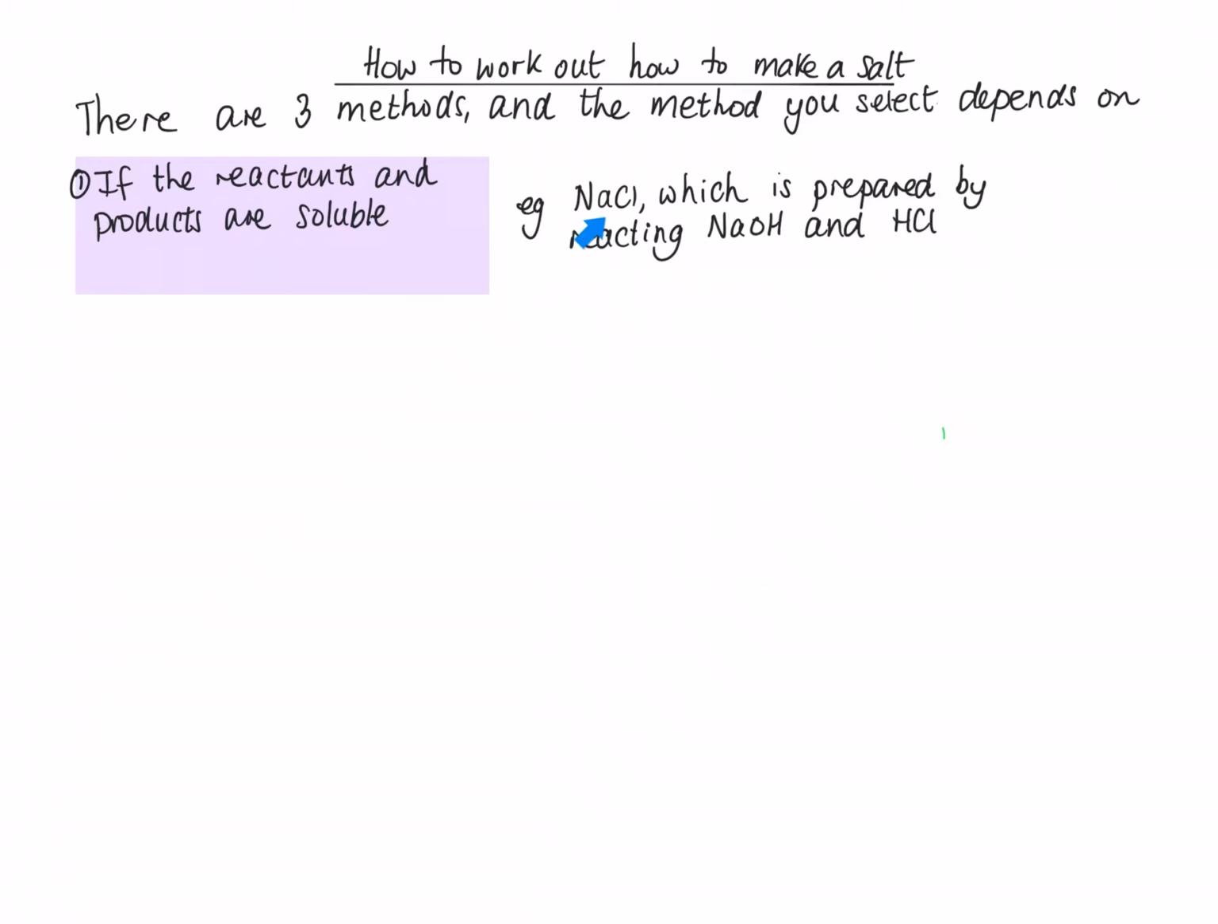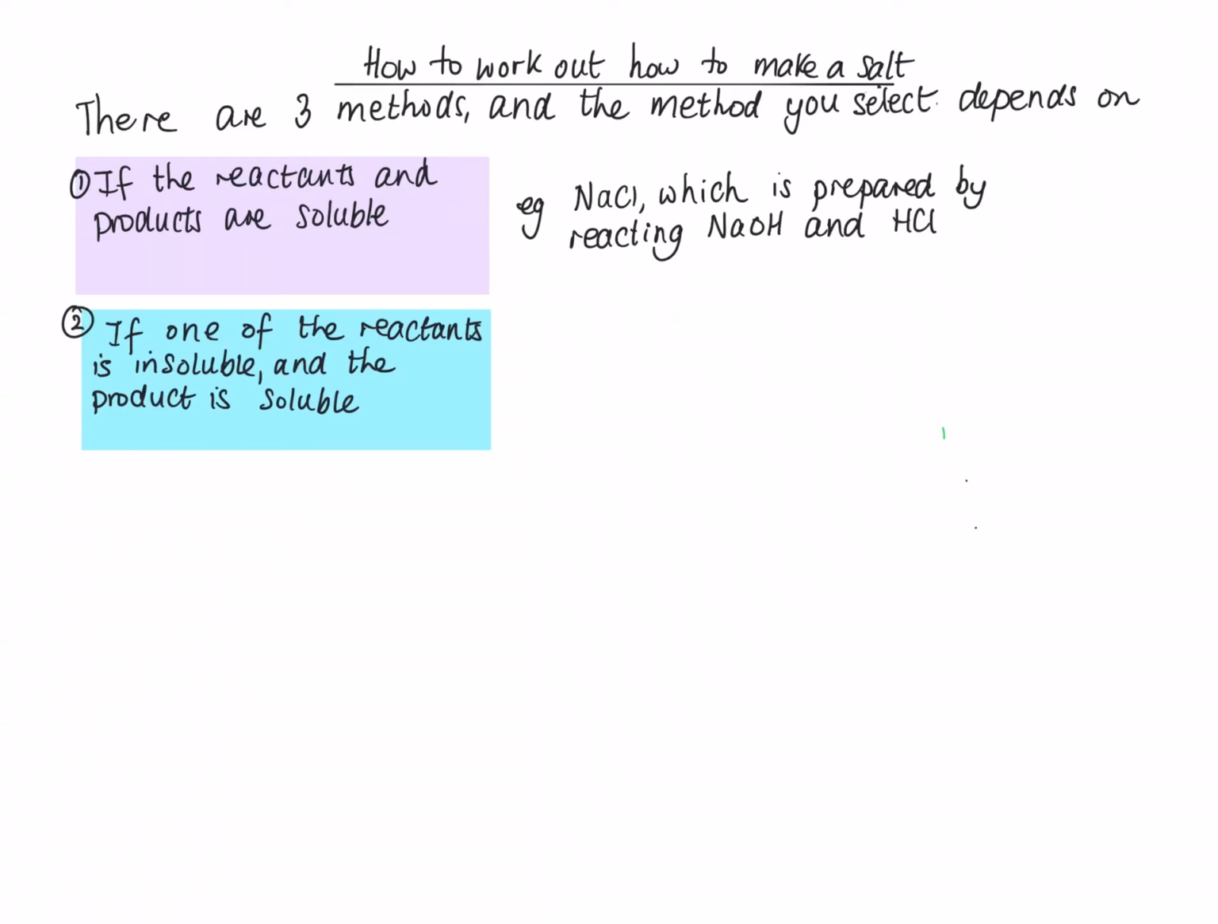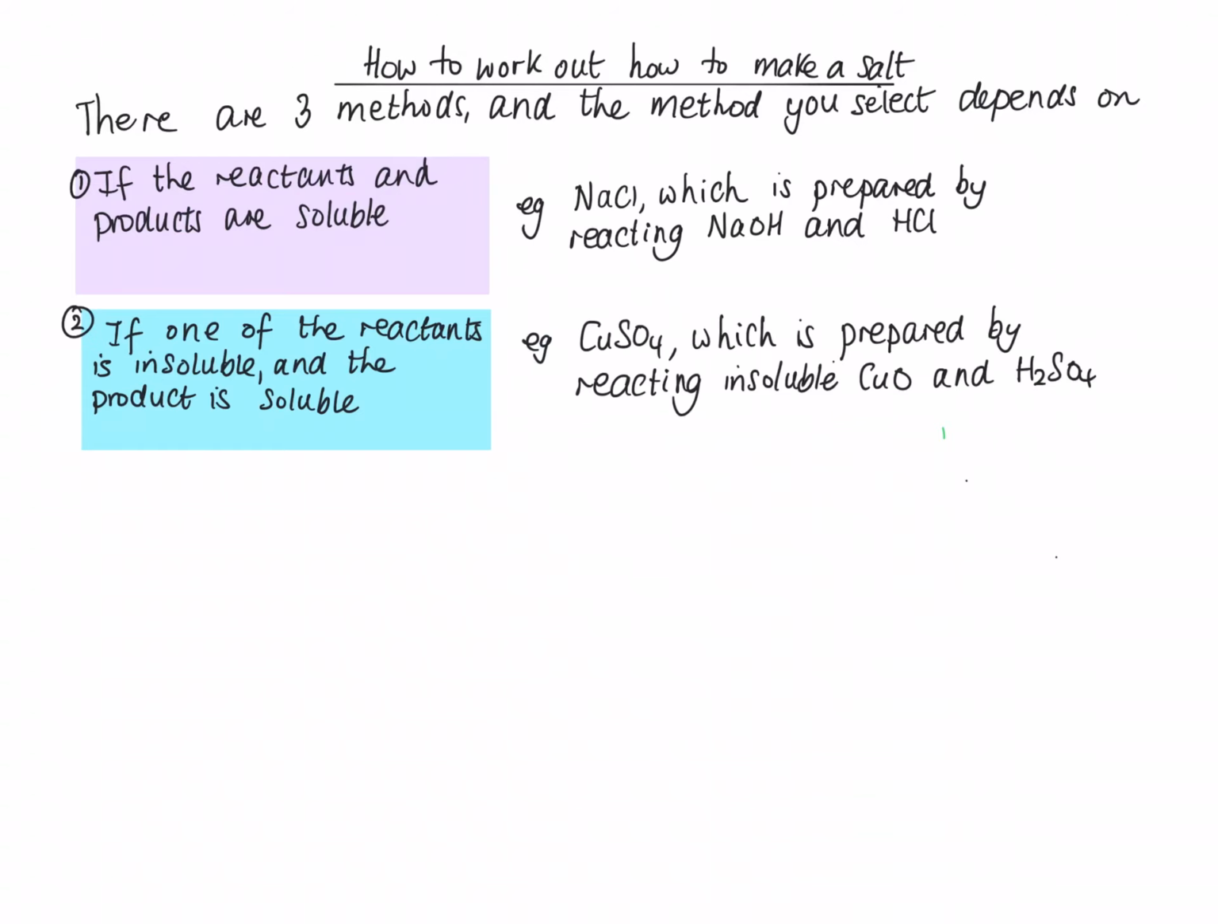An example of this is sodium chloride, which is prepared by reacting sodium hydroxide solution, soluble, and hydrochloric acid solution, soluble. The next example is if one of the reactants is insoluble and the product is soluble. For example, preparing copper sulfate. We prepare copper sulfate by reacting insoluble copper oxide, one of the reactants is insoluble, with sulfuric acid, which is soluble, but the product that you make is soluble. So copper sulfate is soluble.